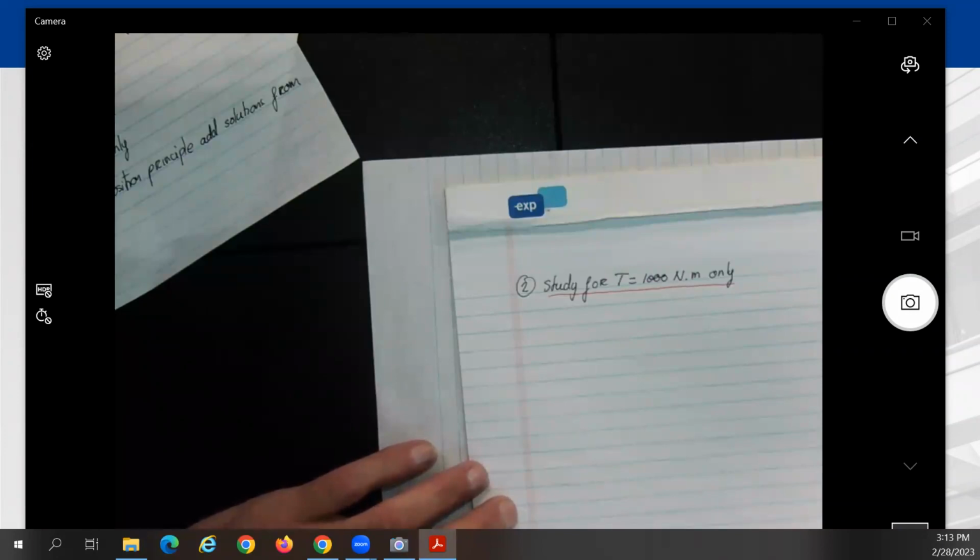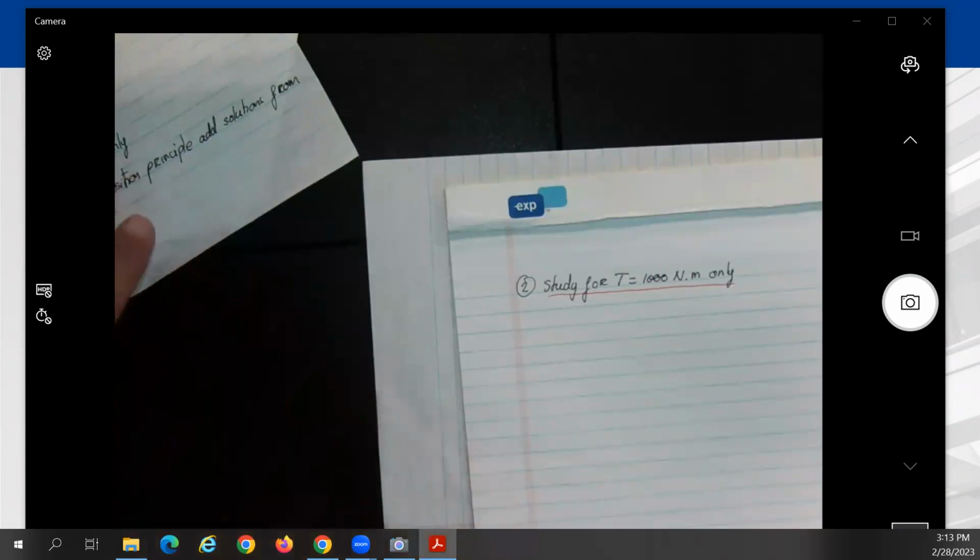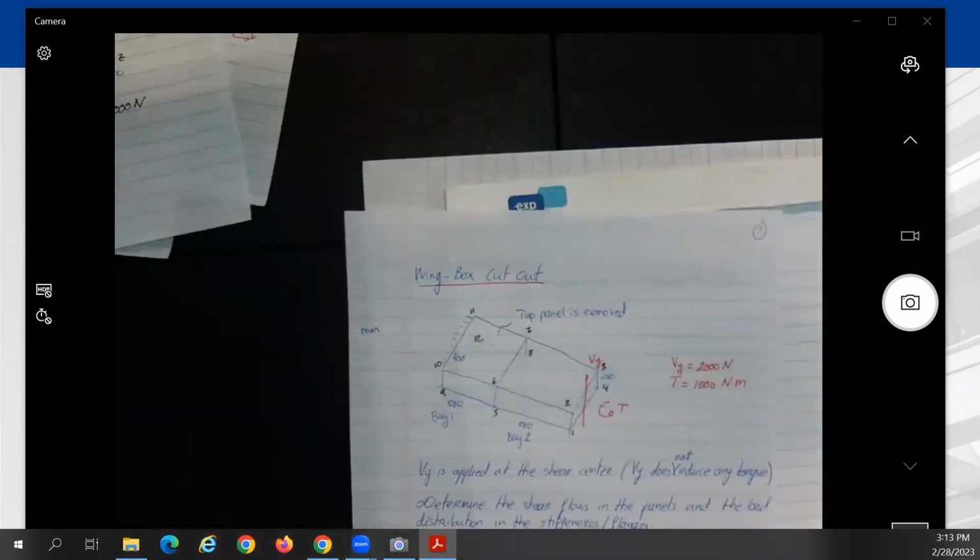For the torque? Yes. Let's go back to the figure. Oh, it's 1,000 newton meters, correct. So let me double check. I didn't pay attention to that. Let's go back to my figure here, I have 1,000 newton meters. So it will be 1,000 times 1,000 newton millimeters. Okay. Oh, a good question. I mean, it's right.